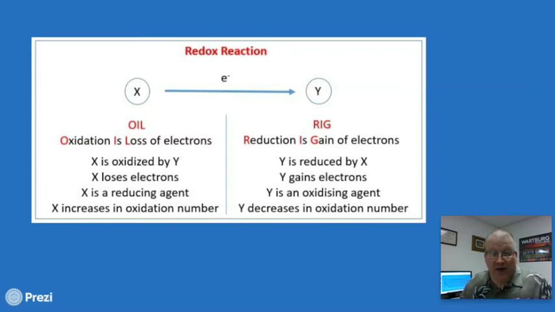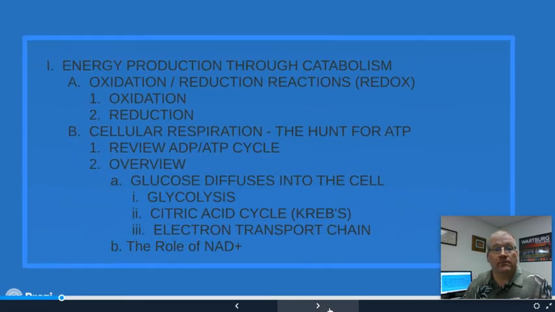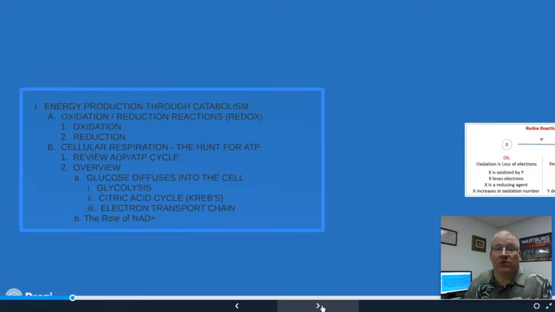Reduction is a gain in electrons. Now, this isn't exactly how this works, but this is a memory hook I was given years ago. An electron has a negative charge, so if you're adding negatives, you're reducing. Chemically, that's not 100% accurate, but it does help me remember it. So OIL RIG: oxidation is loss, reduction is gain. These oxidation reduction reactions are going to be used in cellular respiration to power the breakdown of our food into usable energy.